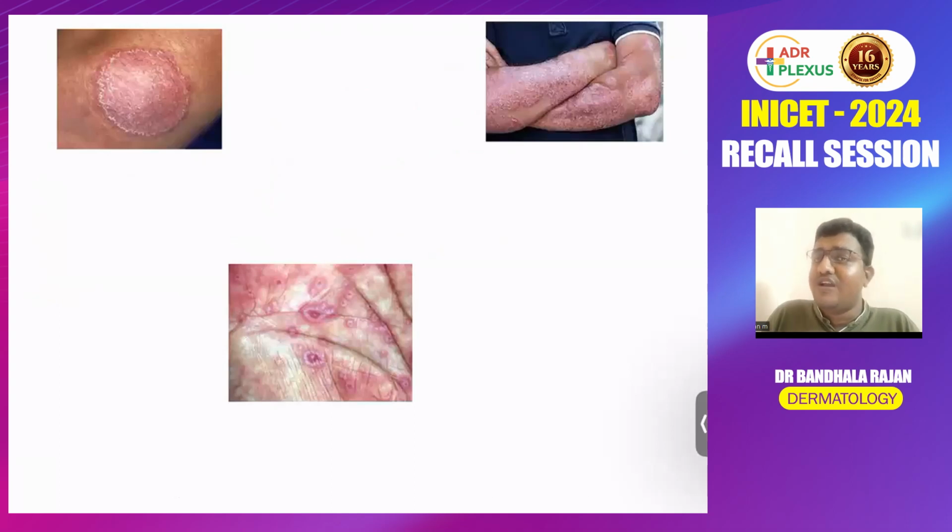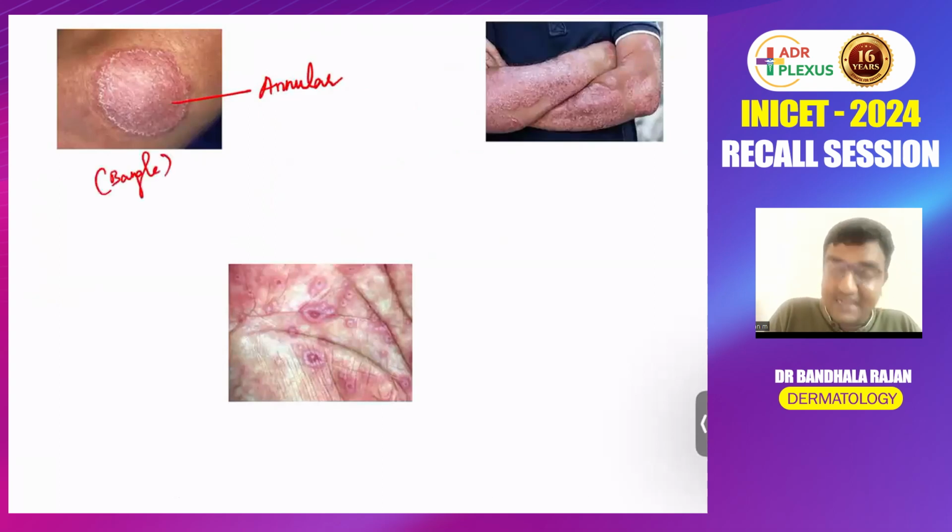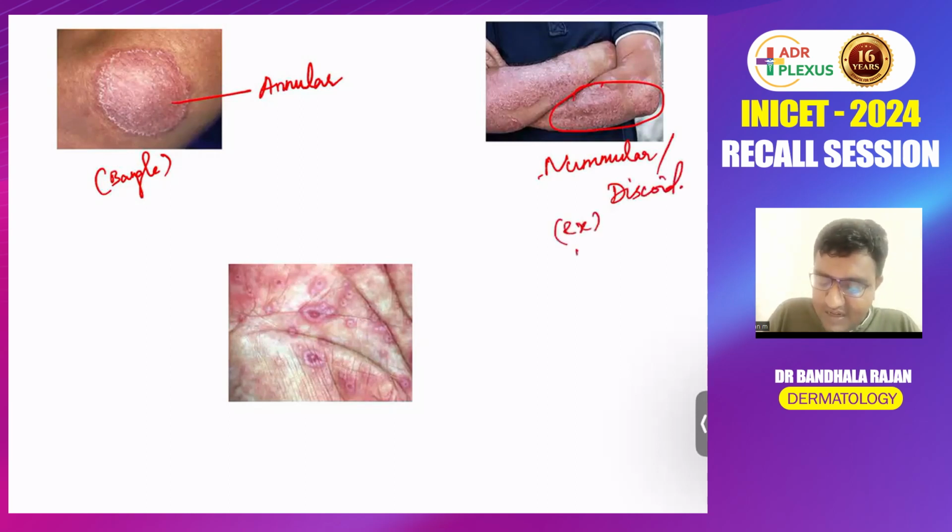These are the different morphologies we have discussed multiple times. This is an annular plaque. Annular means it is like a bangle, so there will be central clearing with a peripheral elevation. If the entire plaque is elevated, it is known as nummular or discoid. The example is discoid eczema. If there are three different color zones, it is a target lesion. Example is erythema multiforme.